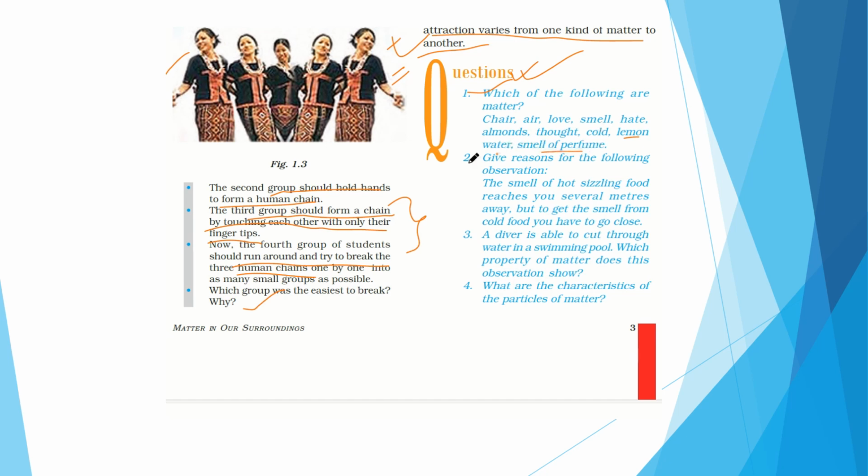So what are matter? Give reasons for the following observation, that the smell of hot sizzling food reaches you several meters away, but to get the smell from the cold food you have to go close. Why? So just now we have taught that. Please try to answer the questions with logical reasoning, so that you get good marks in the reasoning part. Give reasons, right? So if you are not getting the answers, please ask me the questions in the comment box, so that I'll tell you the answers.